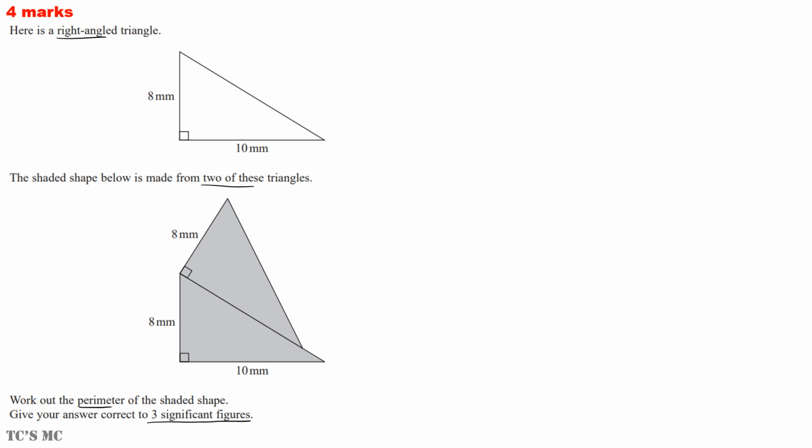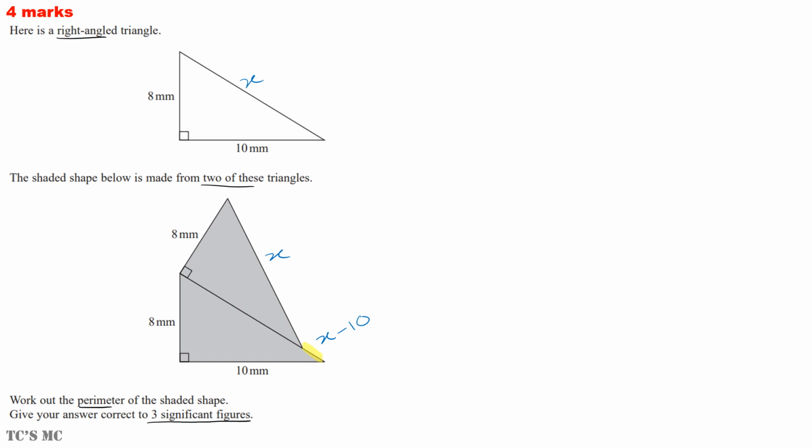I am going to label this hypotenuse as x. If this hypotenuse is x, so is this one. To work out this missing length over here, we need to say that it's the hypotenuse, so x, subtract the base, which is 10.